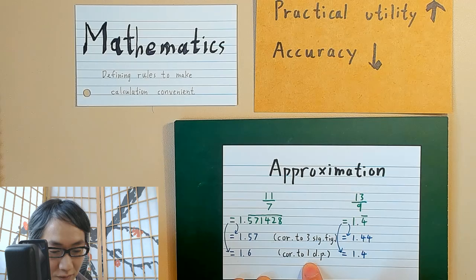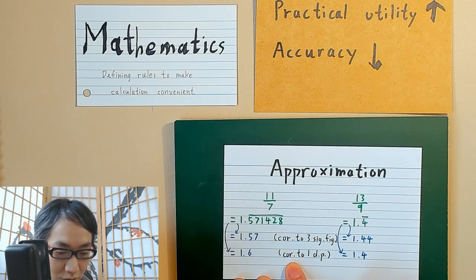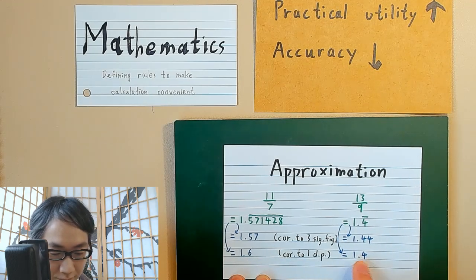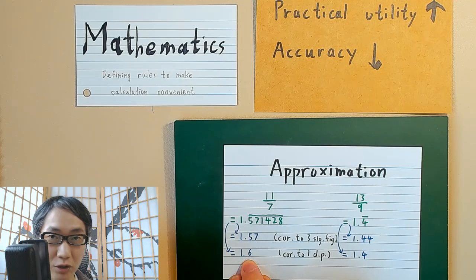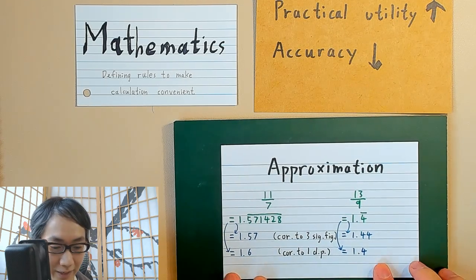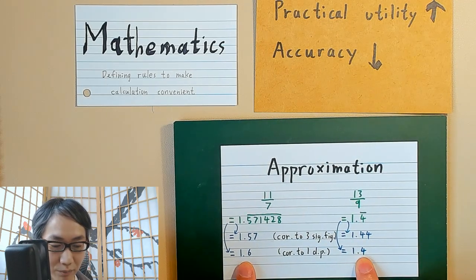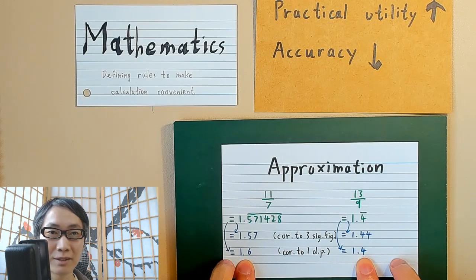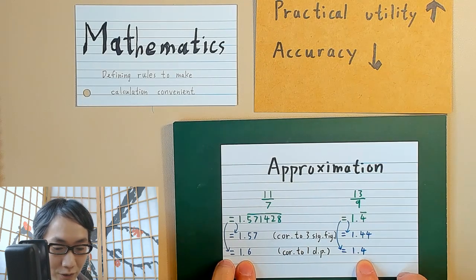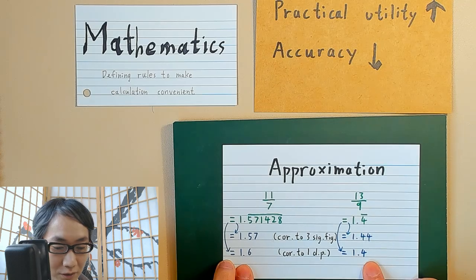For the second way, this is correct to 1 decimal place. So 1.6 here, 1.4 here. This is 1 decimal place, 1 digit at the right hand side of the decimal dot. And in this sense, they are much easier to compare, right? So 1.6, 1.4, oh, this one is larger, this one is smaller.